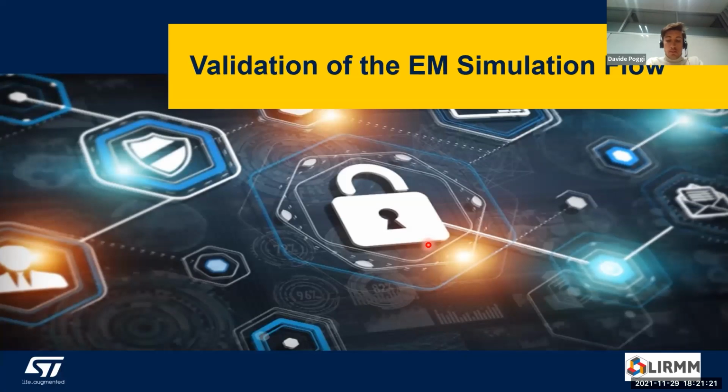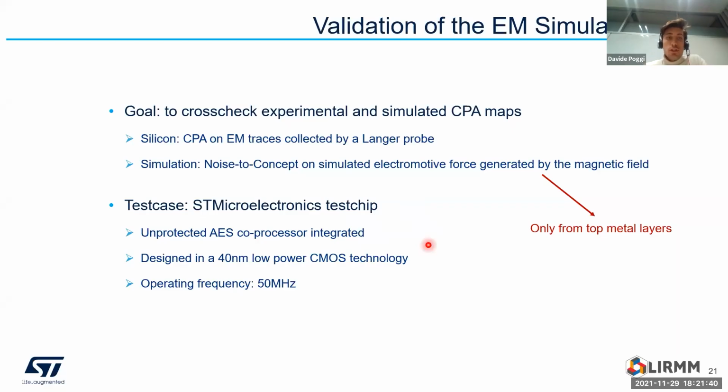So at this point, we have all the tools to model the magnetic field of an entire IC. We saw how to correctly identify EM hotspots by simulation. So now I would like to validate both the simulation flow and the noise to add methodology. The goal is, once again, to compare experimental and simulated CPA maps.